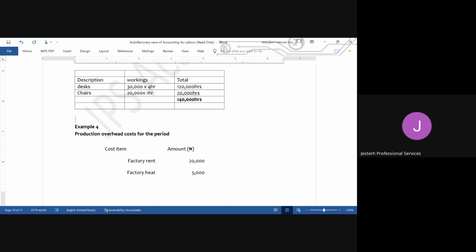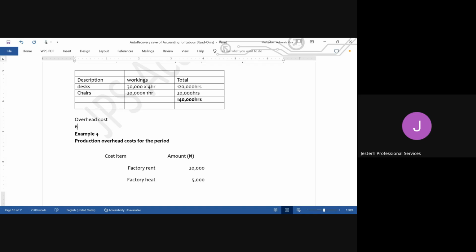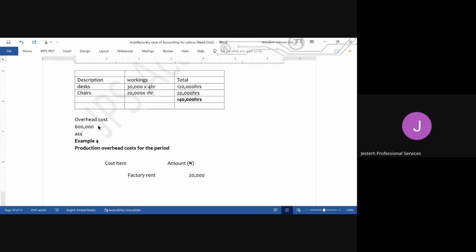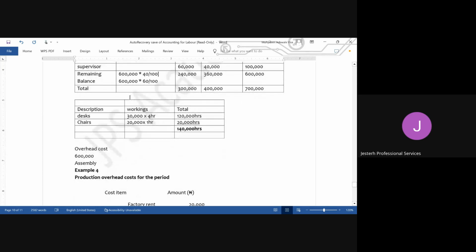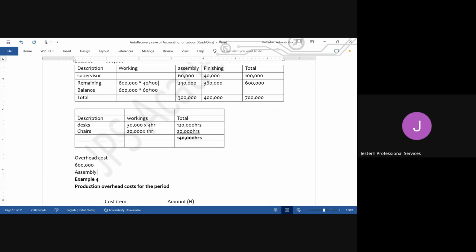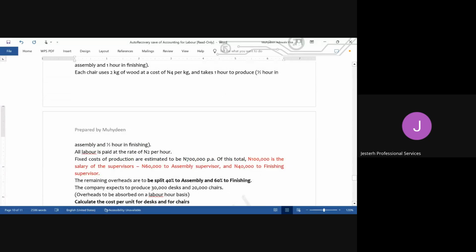Let me write this. Overhead costs 600,000. And assembly have how much, please? Assembly have 250. Sorry, 300,000. Finishing department have 400,000. Now let's go back to the questions.